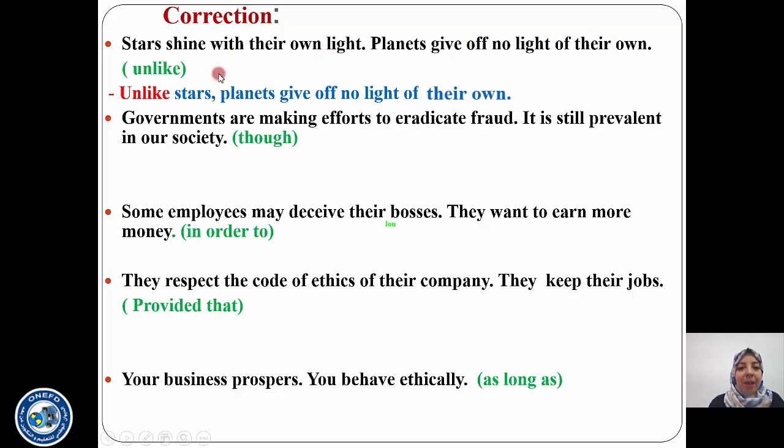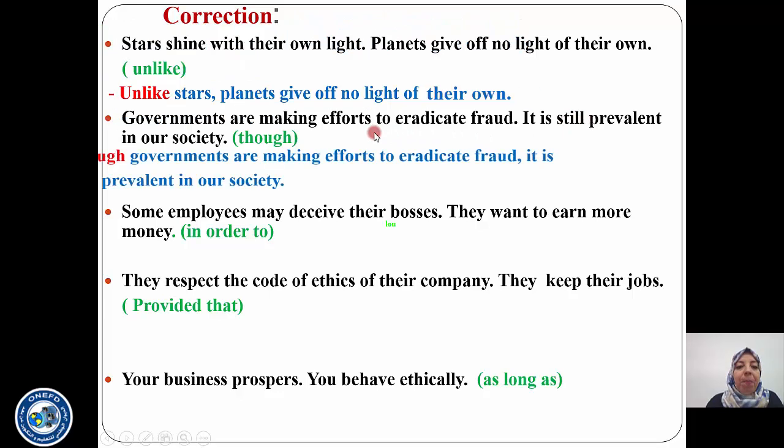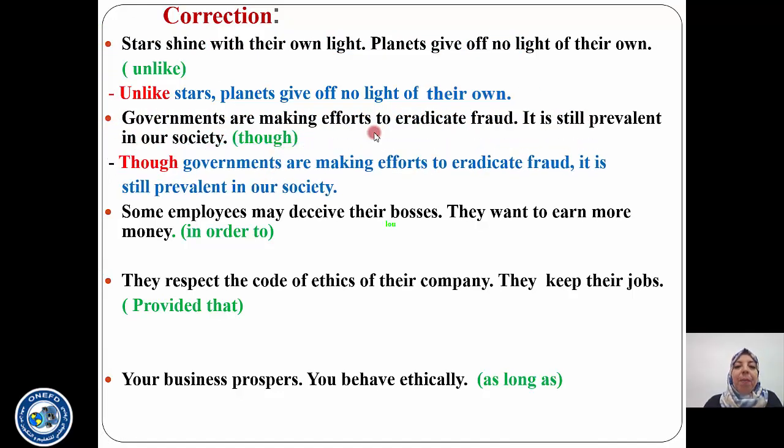Okay, that's it. Governments are making effort to eradicate fraud. It is still prevalent in our society. Now let's try to express a concession with the though. Okay, now which one is a concession among the two here? Of course it is the first one. Say, though governments are making effort to eradicate fraud, comma. Okay, pay attention to the punctuation, and since you change the full stop into a comma, you have to remove the capital letter. Pay attention to all these details, it's very important.